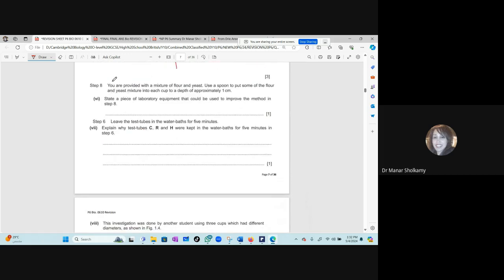Okay. Now, you are provided with a mixture of flour and yeast. Use a spoon to put some of the flour and yeast mixture into each cup to a depth of approximately 1 centimeter. So we used a spoon to put some. Is this accurate?